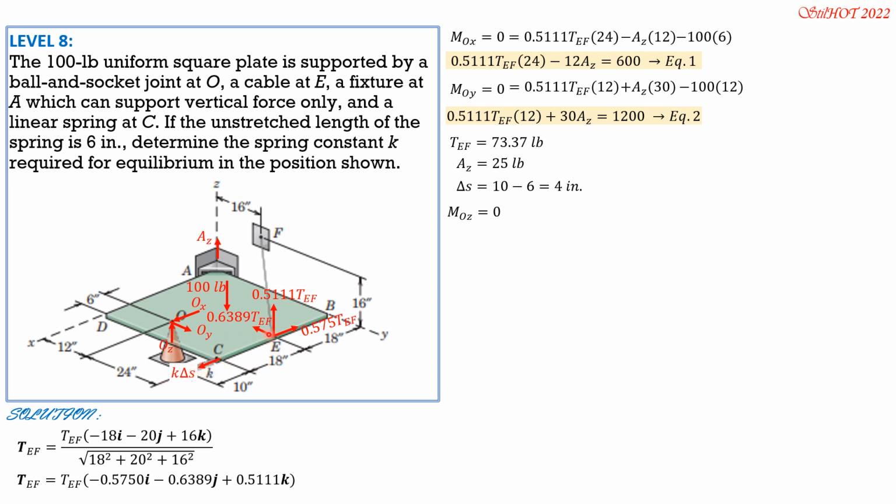So beginning with 0.6389 TEF, the moment arm is 12 because 18 minus 6 is 12. This is also positive about OZ, plus 0.575 TEF, 73.37 times 24, and minus K delta S times 24. Minus K times 4 times 24. So the only unknown here is K. We can now solve for K. K is equal to 16.41 pounds per inch. So that's it for this problem.